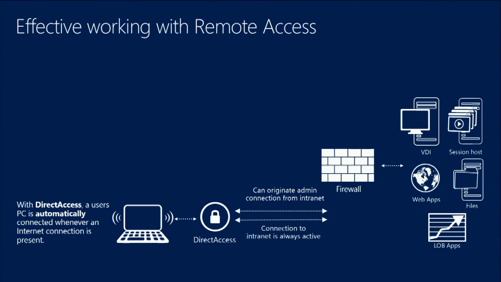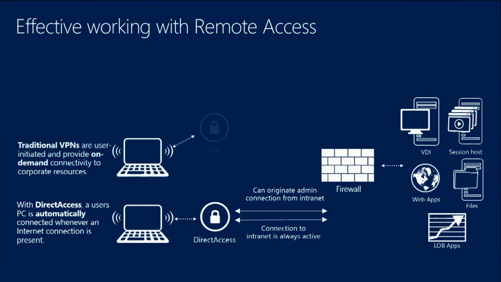It uses a variety of different transition technologies. Direct access is an IPv6 technology. However, we understand that most places don't have IPv6 deployed, so we have transition technologies that take IPv6, packetize it, and drop it over IPv4 for direct access. So even in an IPv4 scenario, you can continue to use direct access. That will then come into the corporate network, give me access to all the different things just like I was on the corporate network, whether that's VDI, session host, web apps, line of business applications, or whatever.